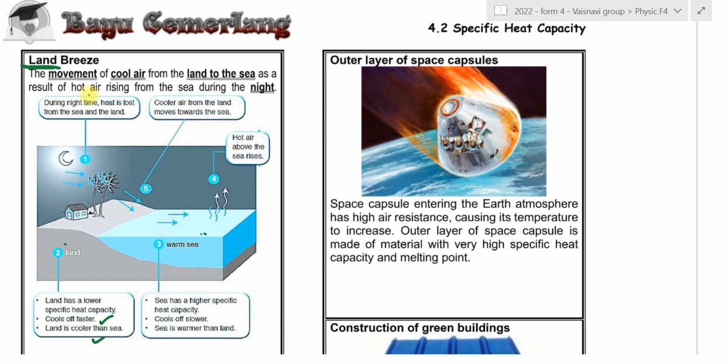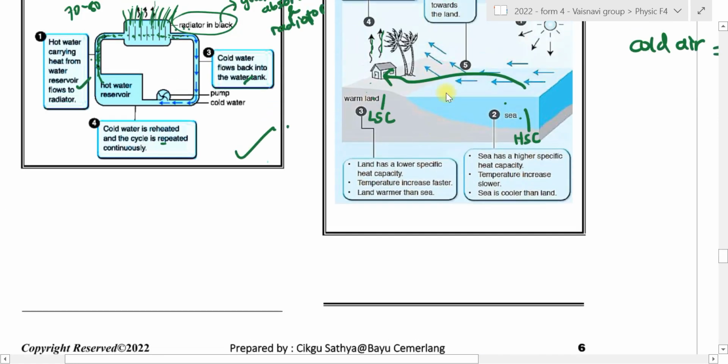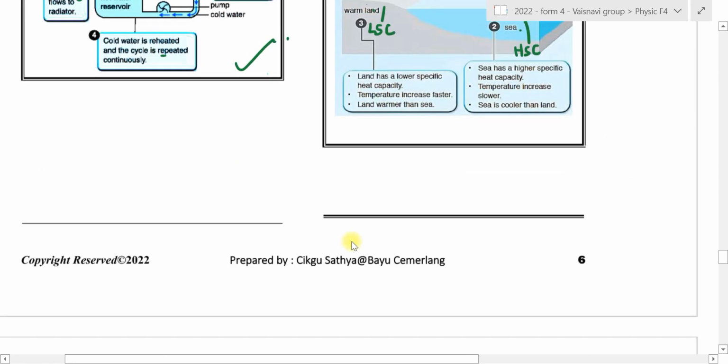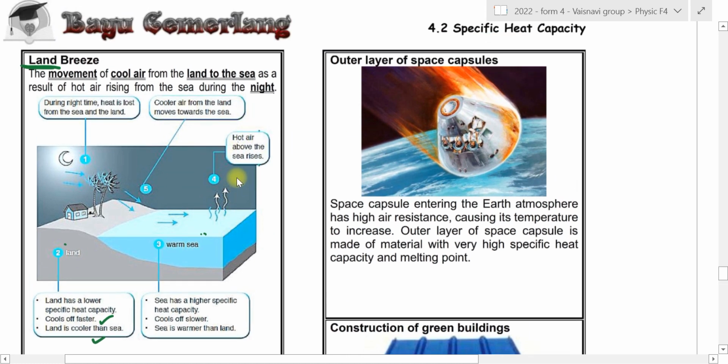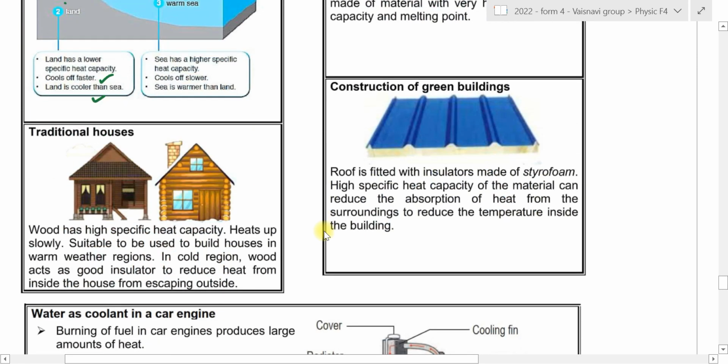Same thing, terbalik je. Tadi dia jadi siapa cepat panas? Land. Di sini siapa cepat sejuk? Land juga. Okay, kalau land sejuk, sea dia panas, jadi udara atas dia naik atas. Udara dari land pula gantikan udara panas yang hilang tadi. Okay, clear land breeze? Any question? Okay, sir. Clear. Okay, very good.